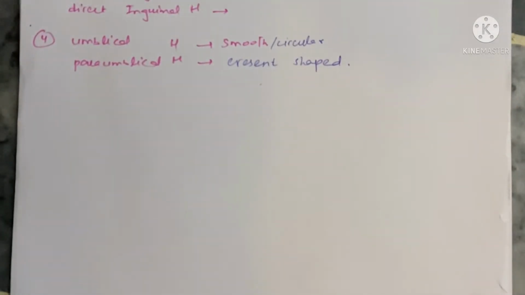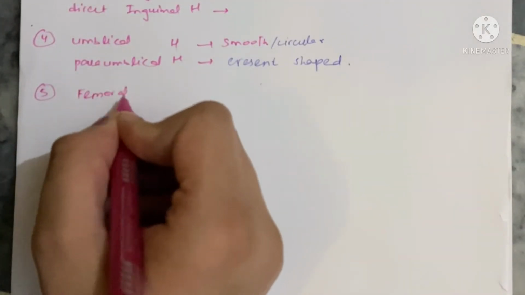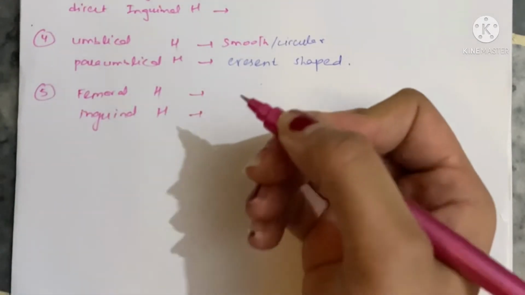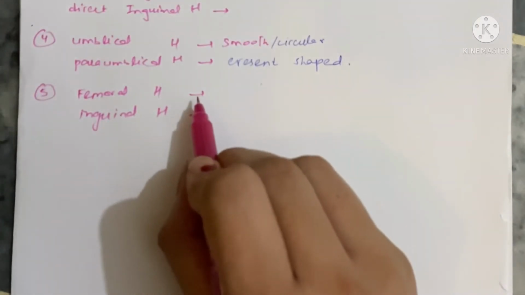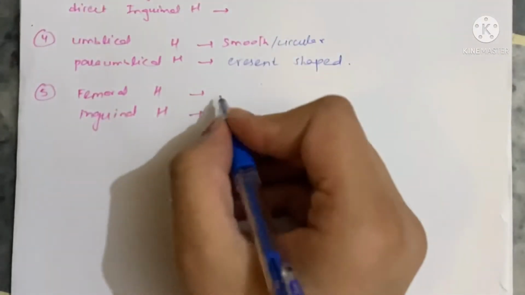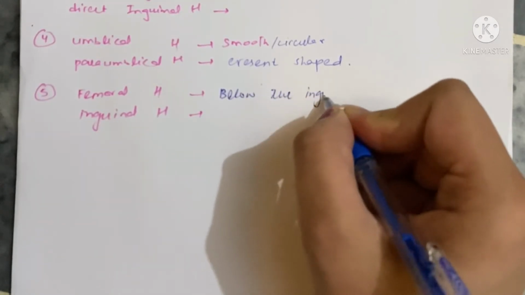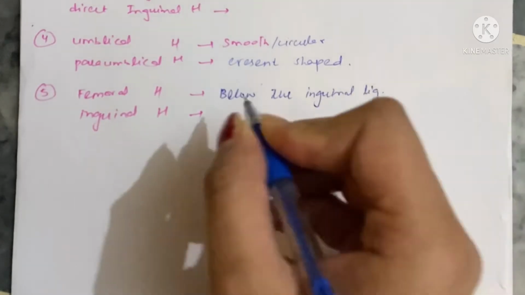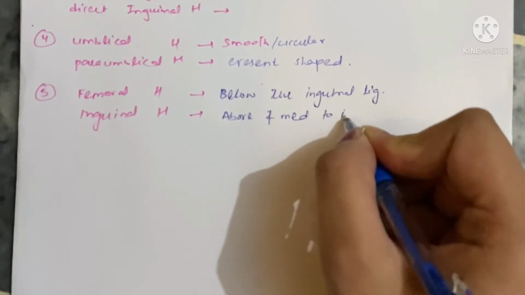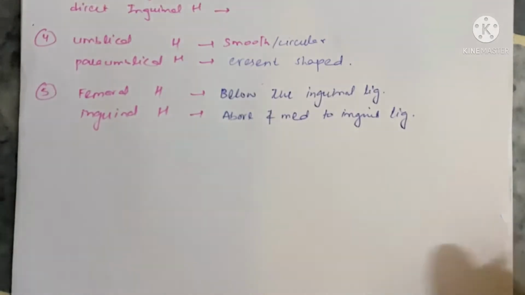Moving on to our next hernia, femoral hernia and inguinal hernia. Both of these are swellings of the inguinal region, but the femoral hernia is located below the inguinal ligament, and the inguinal hernia is located above and medial to the inguinal ligament. This is an important differentiating point.